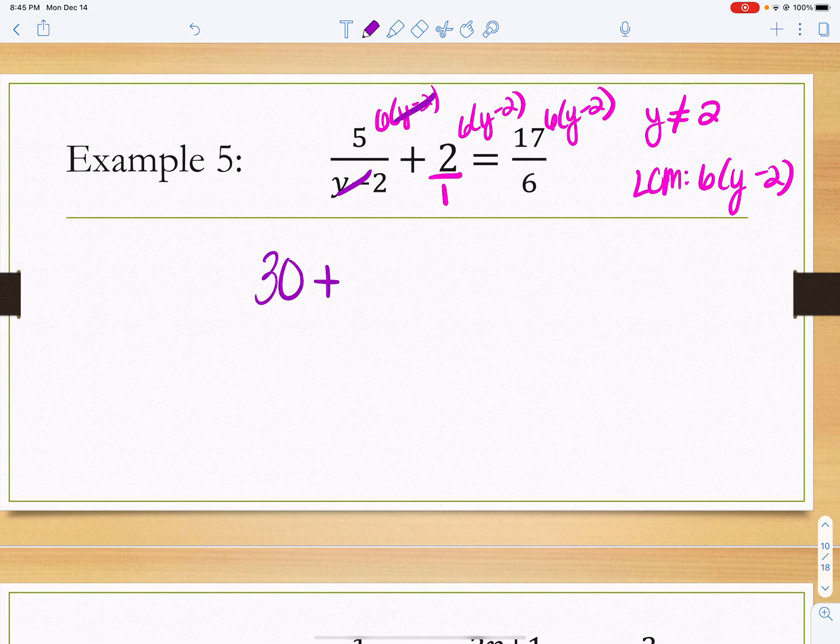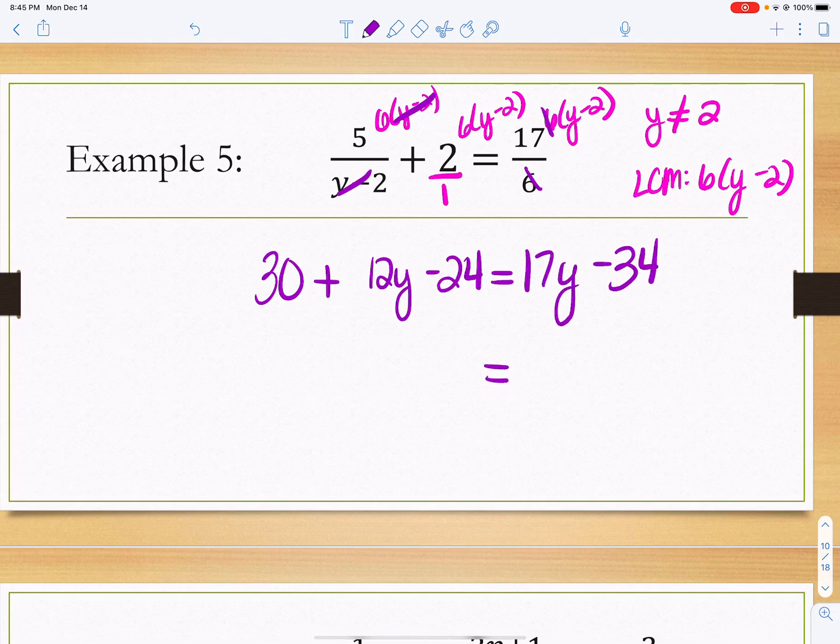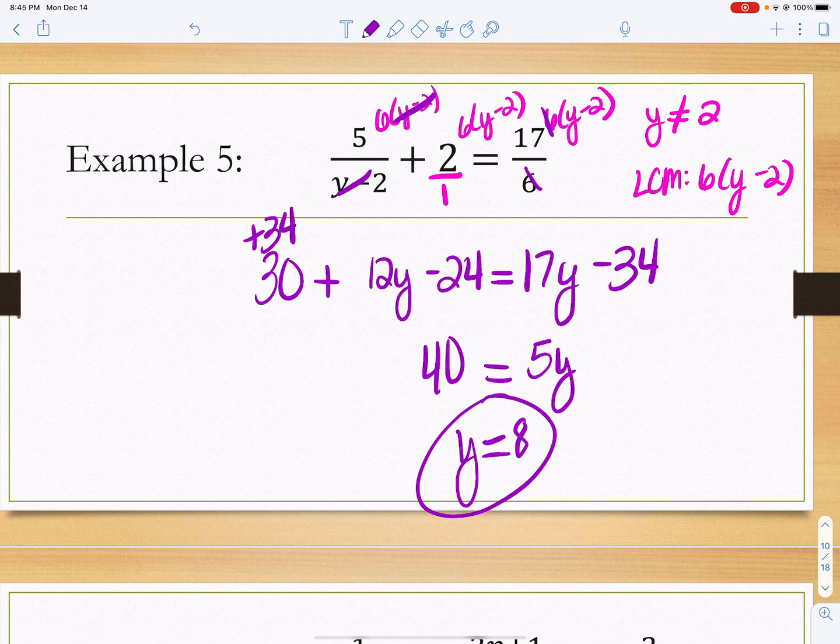Nothing cancels here, so that's going to be 12 times y, which is 12y. 12 times a negative 2 is a negative 24. My 6 cancels, and I get 17y minus 34. So I'm going to move my y's together on this side by subtracting 5y. I'm going to add 34, so I get 64 minus 24 is 40. Divide by 5, and my answer is 8, which is not one of my excluded values, so that's my answer.